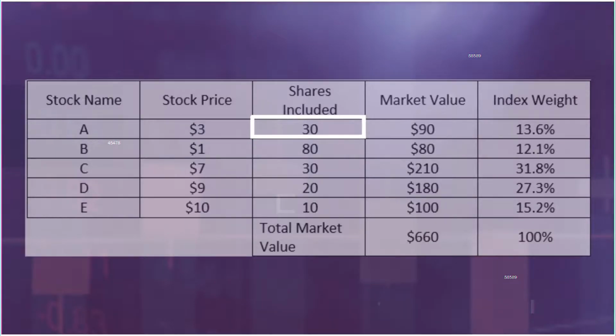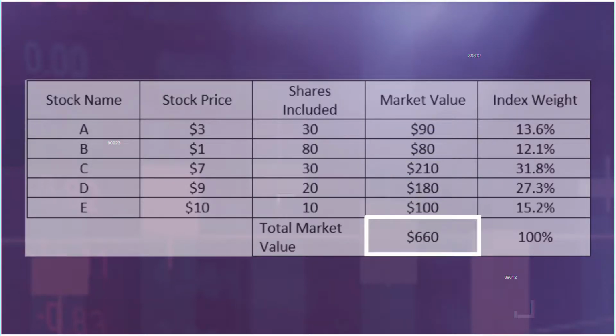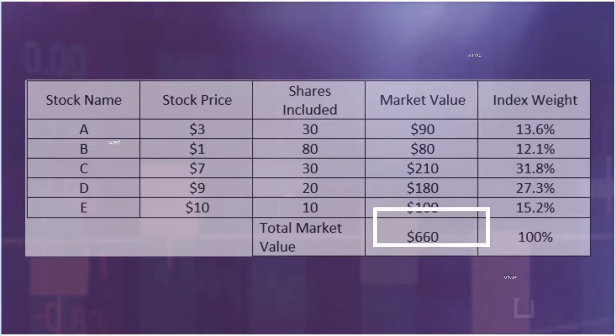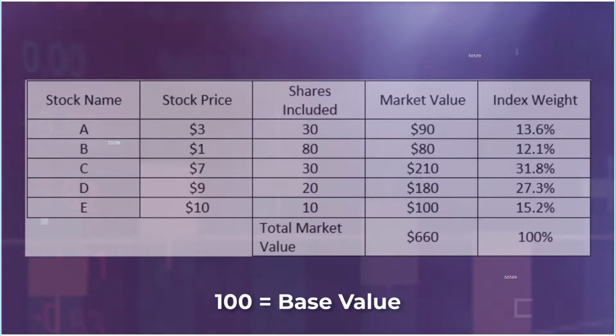Stock A, for example, has a share price of $3, and there are 30 shares of this stock in the index, so its market value is $90. The total market value of every stock in the index is $660, so stock A's weight, or representation within the index, is 13.6%. When an index is first created, a starting or base value is chosen. In our example, we will use 100 as the base value.